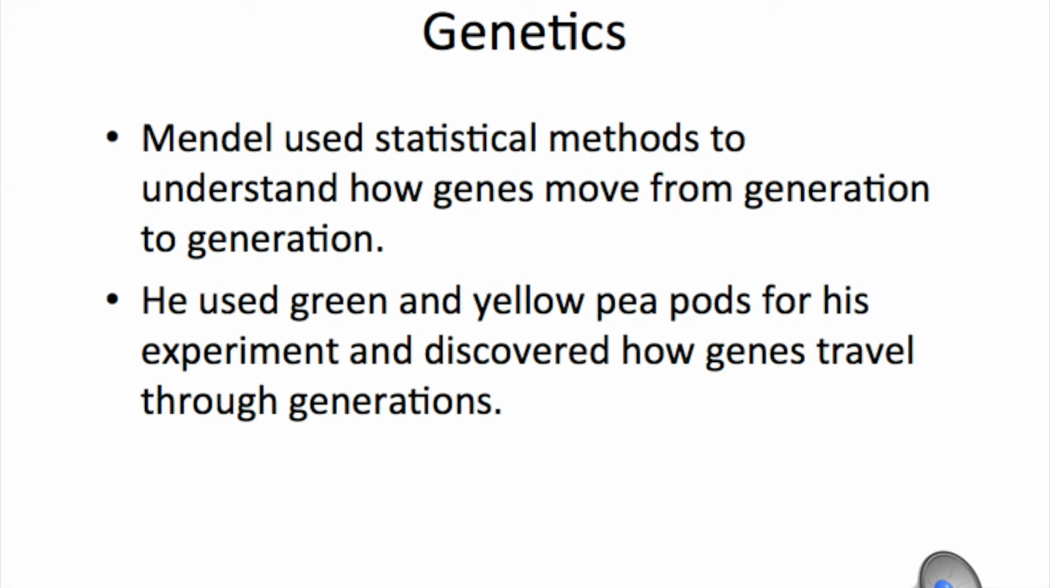Next, we'll talk about genetics and how Mendel used statistical methods to understand how genes move from generation to generation. In his research, he used green and yellow pods for his experiment and discovered how genes travel through generations.